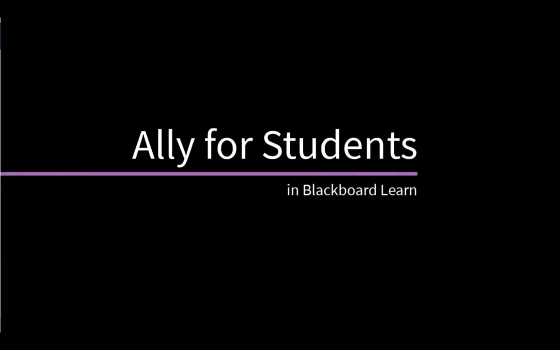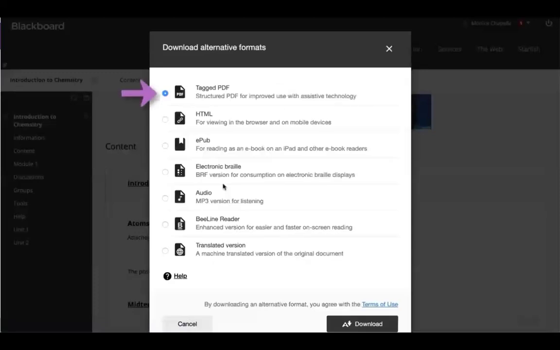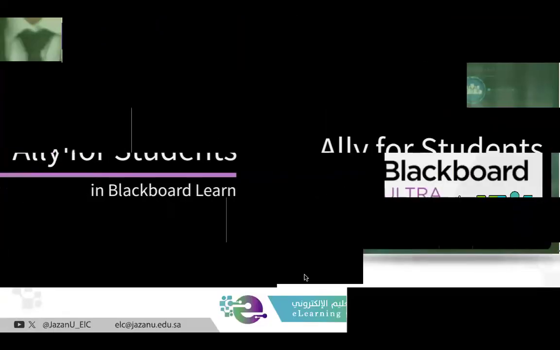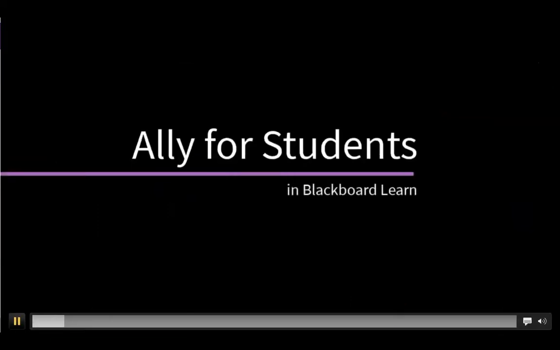If your school uses Blackboard Ally, you can download alternative formats directly from your course in a format that works best for you. Let's take a look. In your course, select the icon to the right of a file to access the menu, then choose the version that works best for you.